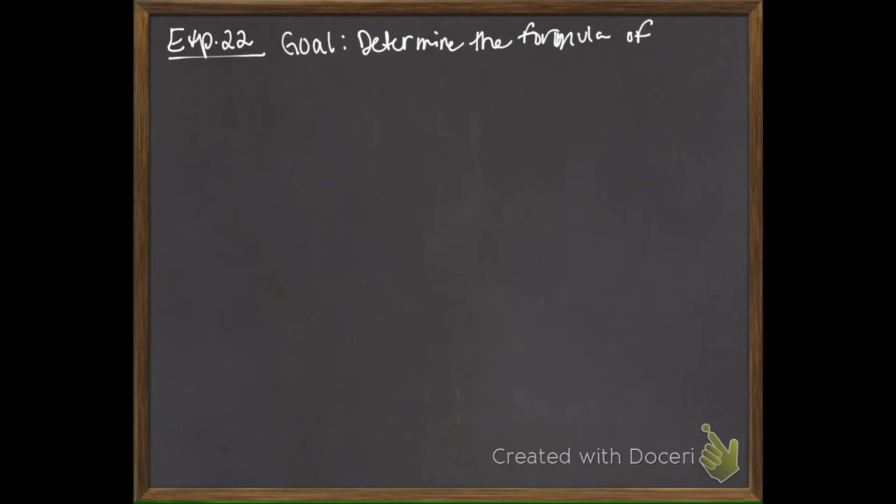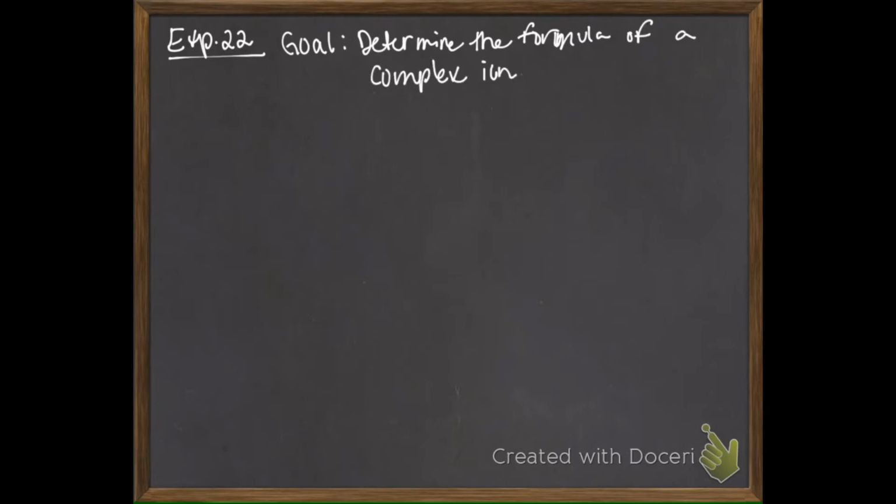Okay, so this is a discussion for experiment 23. It says experiment 22 there, but it's actually experiment 23. And this experiment has a goal of determining the formula of a complex ion. So we want to determine the formula of a complex ion.